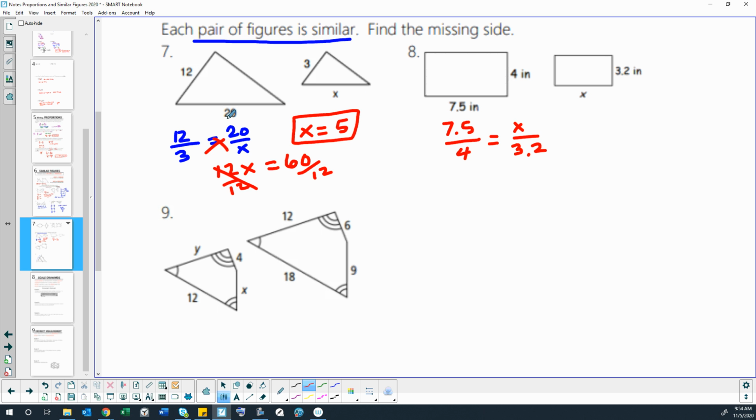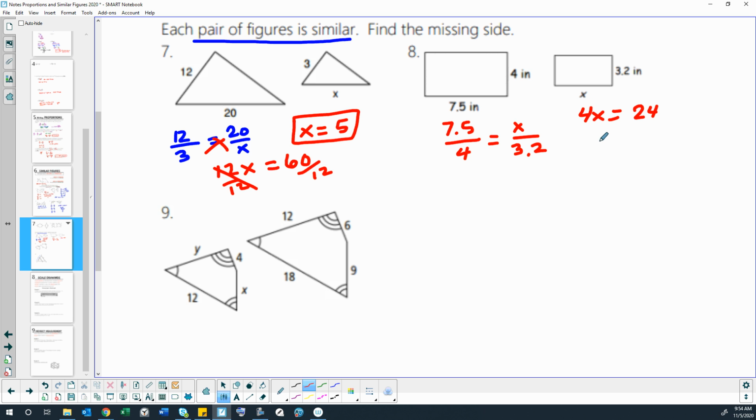So it doesn't matter if you set it up like we did with this one, where we take a length from one shape to the other shape, or if you set it up like we did with this one, with both of our lengths being in the same shape. It's still actually going to give you the same answer. If you don't believe me, you can try it both ways. So cross multiplying again, I get 4x equals, now I want to use a calculator for this one, 7.5 times 3.2, which is 24.